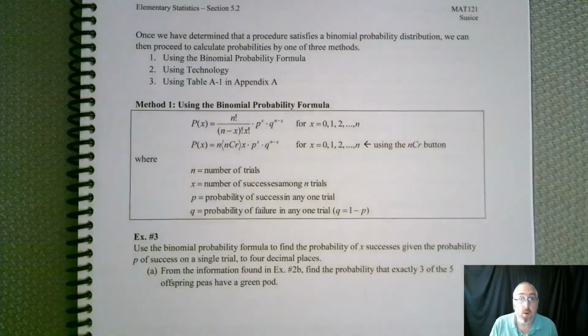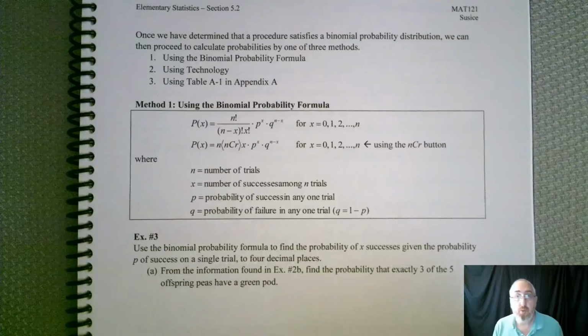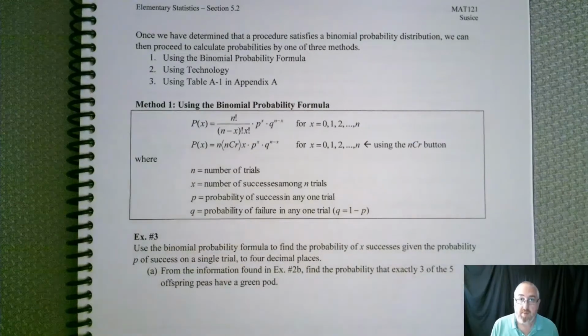Howdy folks, we're back and we're continuing in 5.2 for elementary statistics. So now that we have a sense of when we have a binomial probability distribution, we have some of the key notation and key values that we're going to be needing to find probabilities. We can now look at those methods.